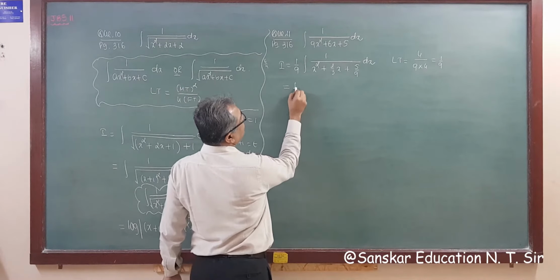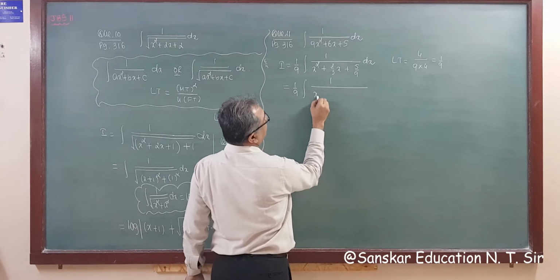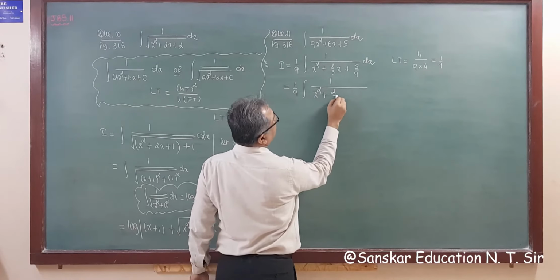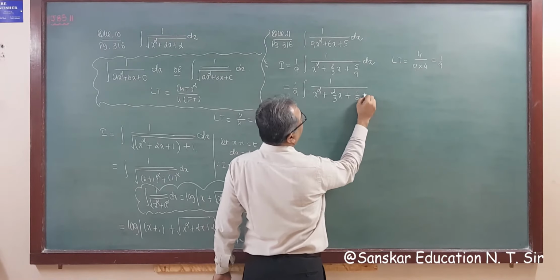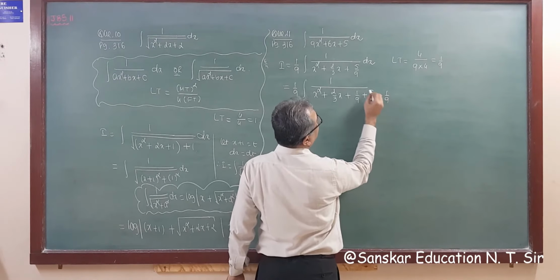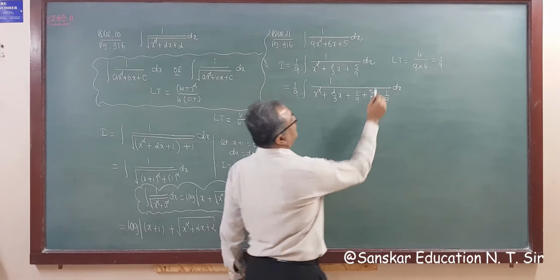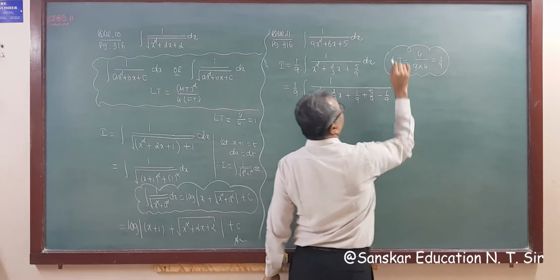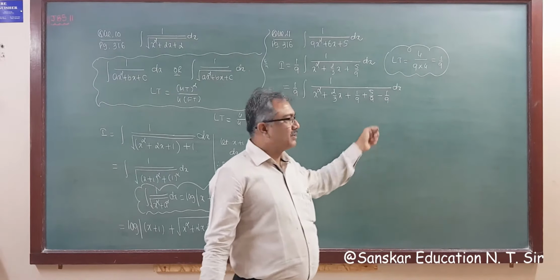So adding and subtracting 1 upon 9, this is 1 upon x square plus 2 by 3x plus 1 upon 9 plus 5 by 9 and subtracting 1 upon 9, so minus 1 upon 9 dx, right? So this is your last term. No need to write this, you can write directly also, right?